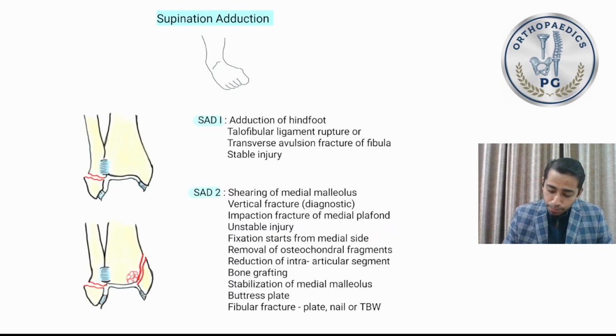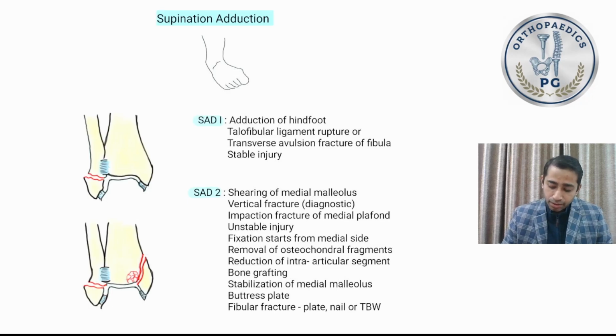So first we have to remove these osteochondral fragments. If any loose fragments are present, then we reduce the intraarticular part, do bone grafting for the void, and then fix the medial malleolus with a buttress plate. So in a supination-adduction injury, medial malleolus is better fixed with a buttress plate to prevent gliding of the medial malleolus superiorly.